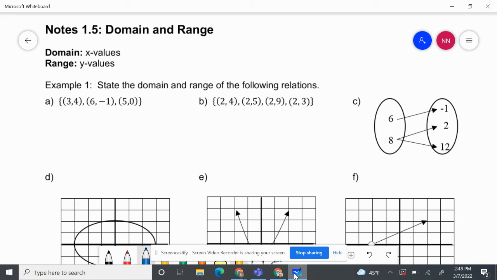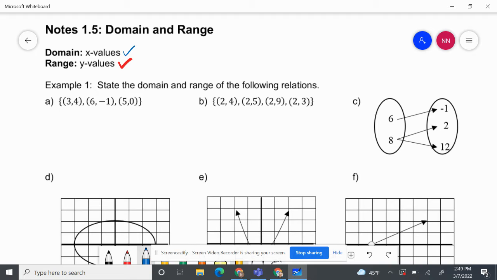What we're going to do is look at domain and range. Domain is talking about our x values, and range is going to be talking about our y values. We're going to be looking at two different types of problems. We're going to be looking at discrete problems where we have the specific numbers, and we're going to look at continuous problems where we're looking at a graph.